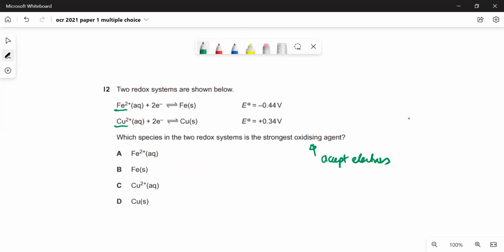Which one is the best one? Well, it's going to be the copper, because it's the most positive one. The copper is the best oxidizing agent because it's the most positive. It's the best at attracting electrons towards itself. What charge will electrons have? They're negative. So the most positive electrode is going to be the best one at accepting electrons. That means it is the best oxidizing agent. So the answer there is the copper 2+ ion.